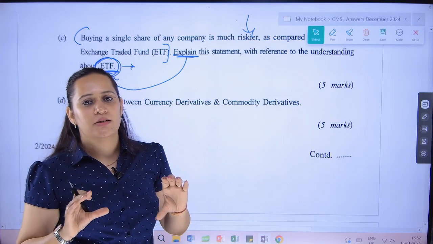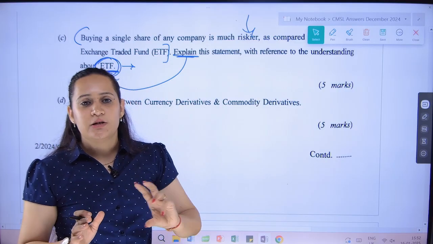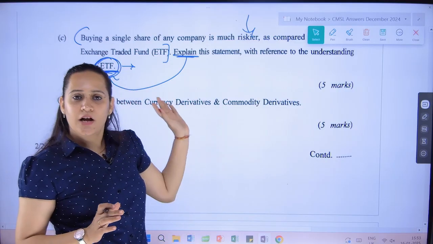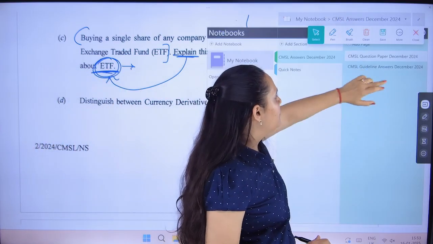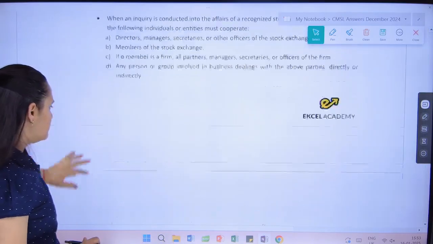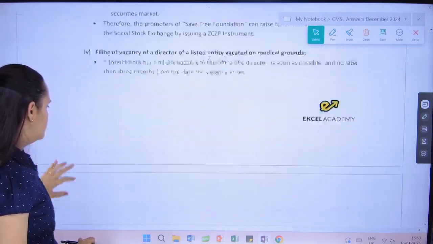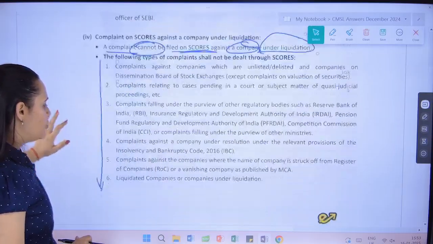If you want, you can answer paragraph wise, or if you want, you can draw a table and give the distinguishing factors between commodity and currency derivatives. So it is a direct theory question. Again, a lot of interpretation is not required. So let's quickly read through the answer. Again, it is your choice how you want to present it.